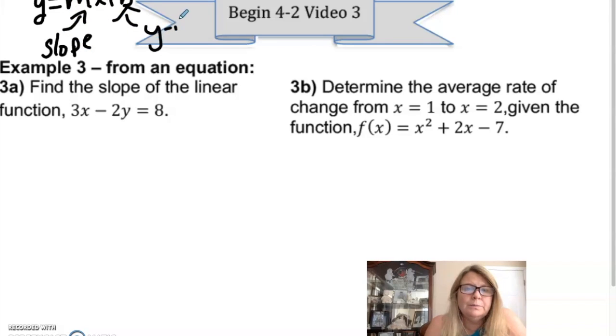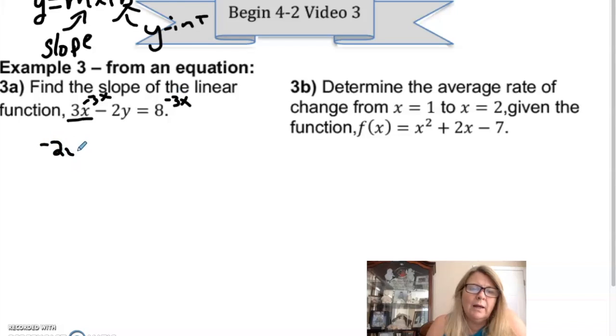So remember, if it's in slope-intercept form, y has to be by itself. So we have to get rid of this 3x, and then we'll have to get rid of the 2. We get rid of the 3x first by subtracting 3x from both sides. And so we would be left with negative 2y is equal to 8 minus 3x. The negative 2 is still there, it's being multiplied, so we would divide by negative 2.